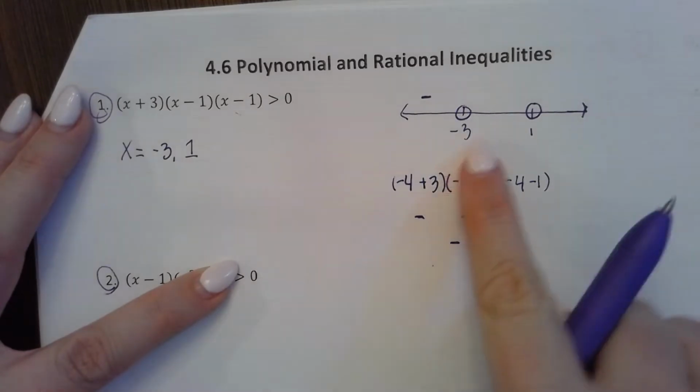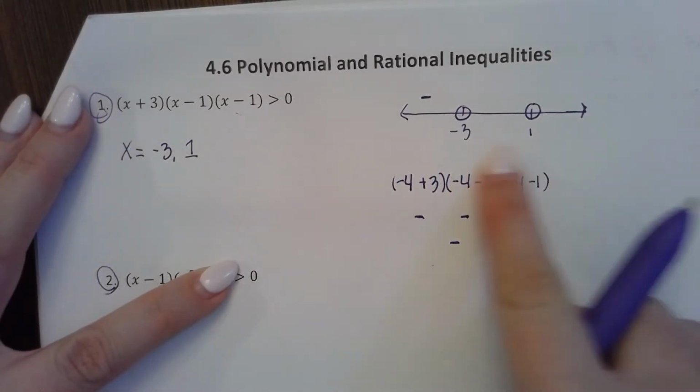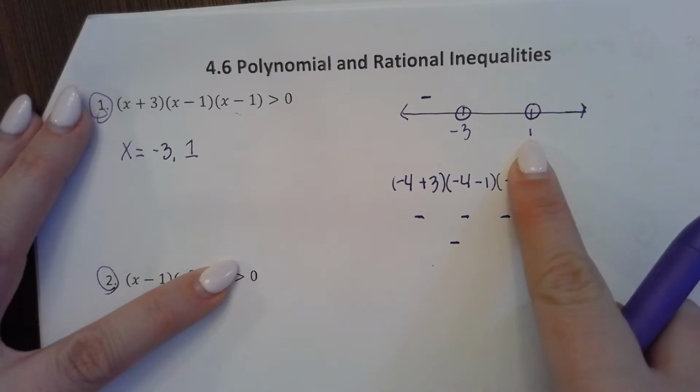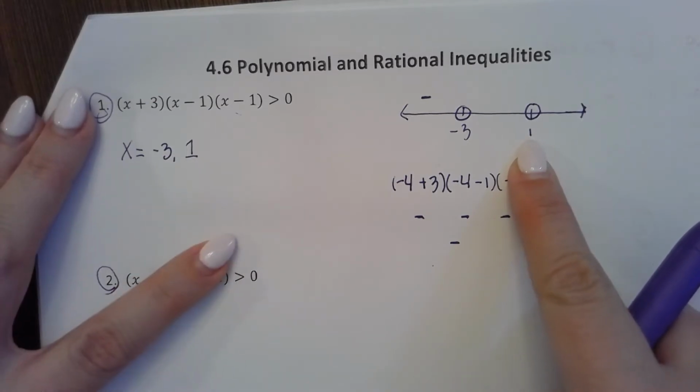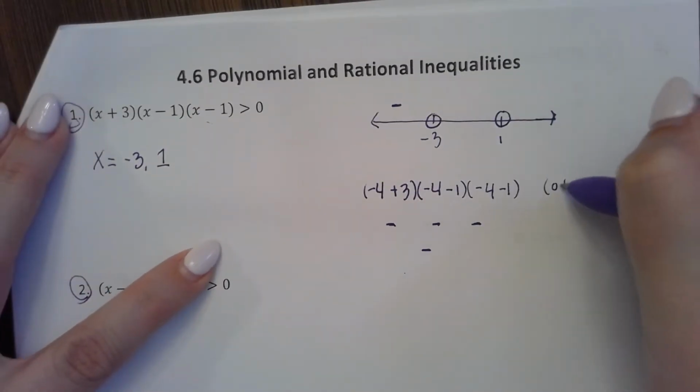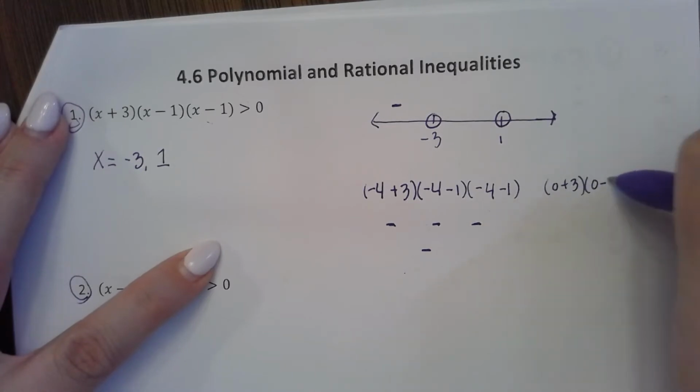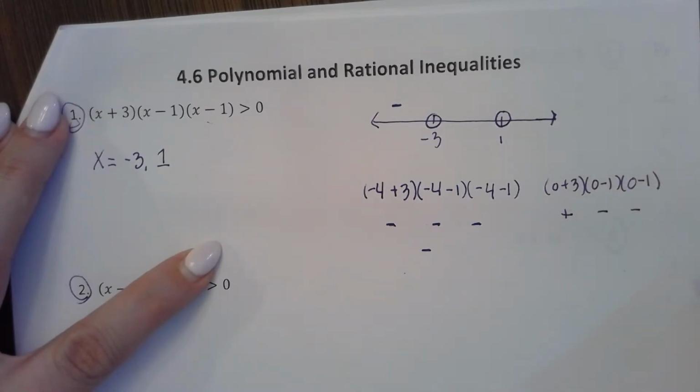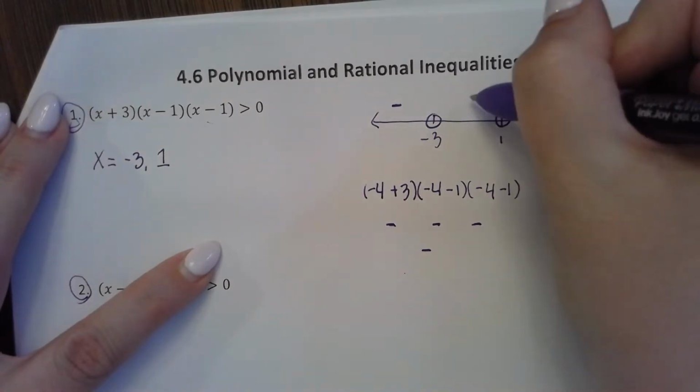Okay, now let's plug in a number between -3 and 1. You could pick any number between -3 and 1. Well, the easiest number is going to be 0, right? So 0 plus 3, 0 minus 1, 0 minus 1. So we've got a positive times a negative times a negative, which gives us a positive.